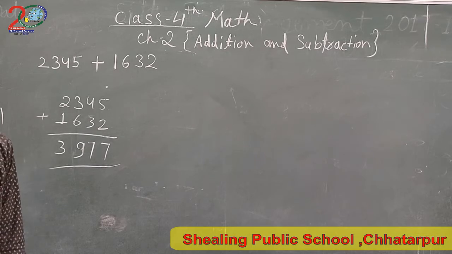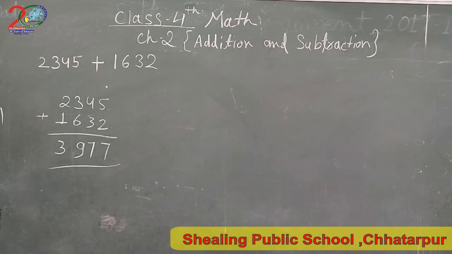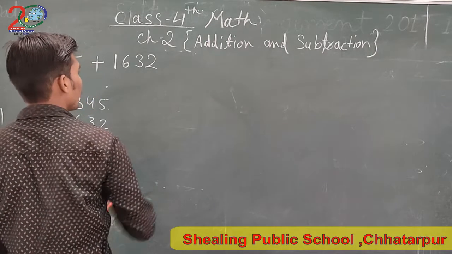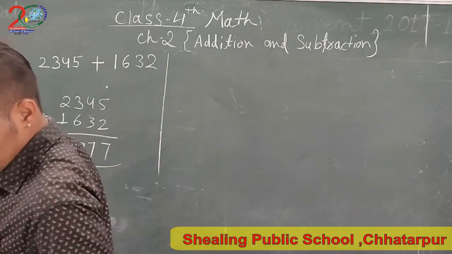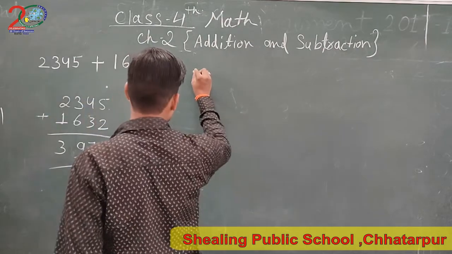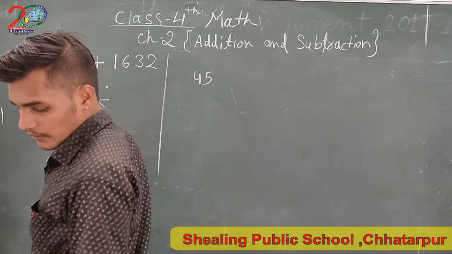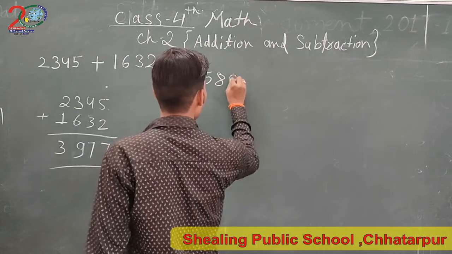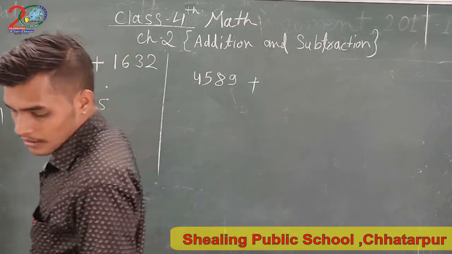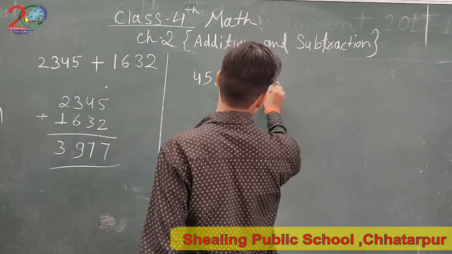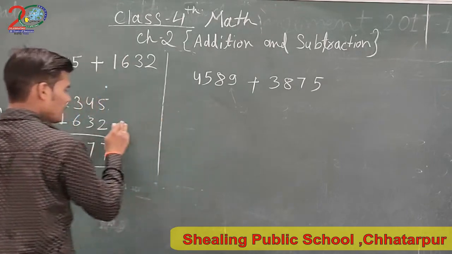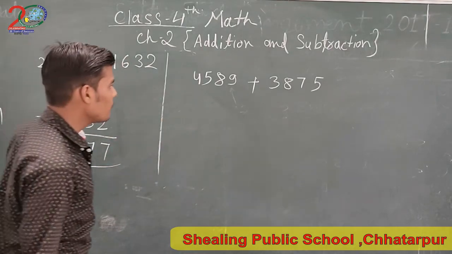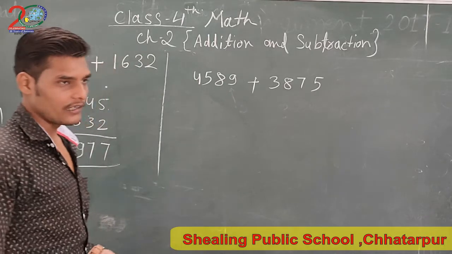And one more, here is the horizontal form. Okay, first we take the horizontally addition, like this. This is a column type, and one more with horizontally. So there is one question: 4589 add by 3875. Now we don't write this in column form, we add like this horizontally.